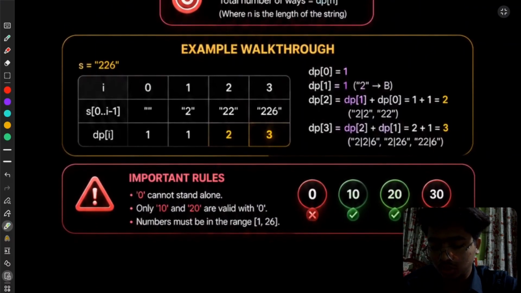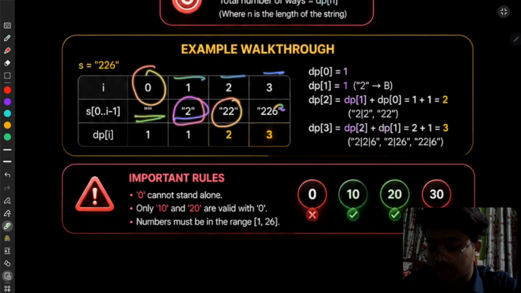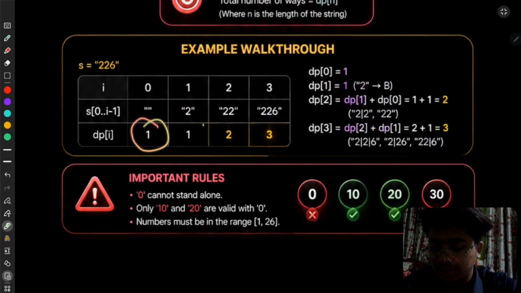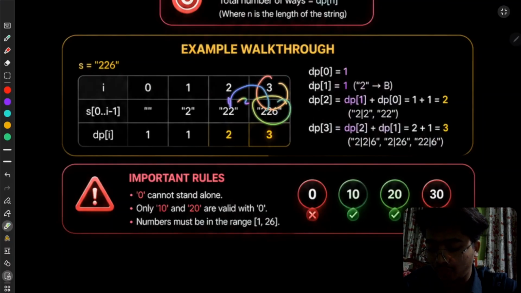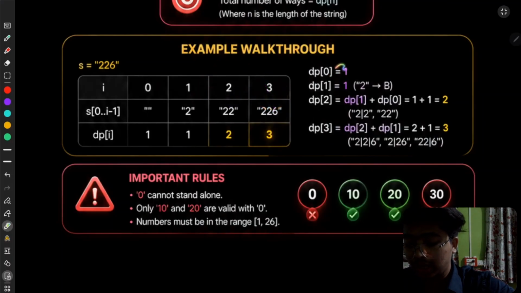That is the example walkthrough 226. So we are marking 0, handling the empty case. Then 1, 2, 3: we took one character, then we took 22, then we took 26. But this is not valid, so this operation will not be performed. We take the contributions from here, here, here. So total contributions 2, and when it encounters 226, it takes contribution from here and from here. So that becomes 3. So that is our DP state, DP of 0, 1.